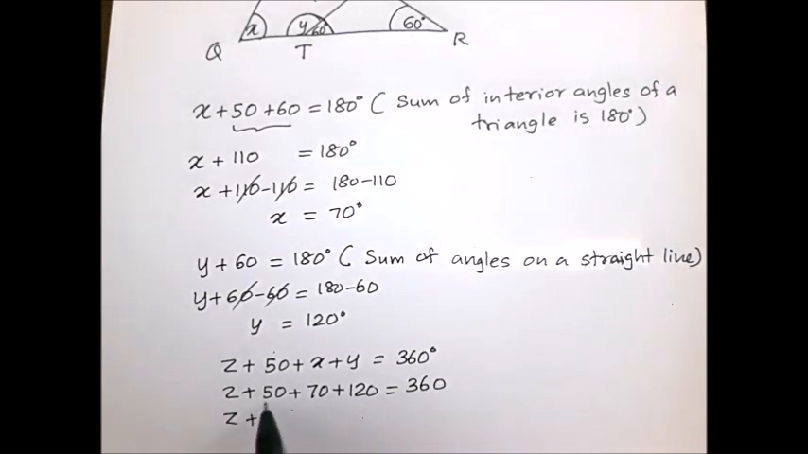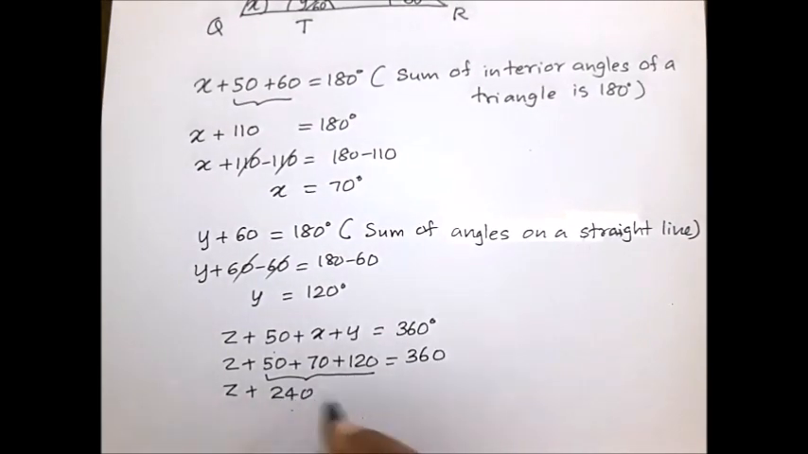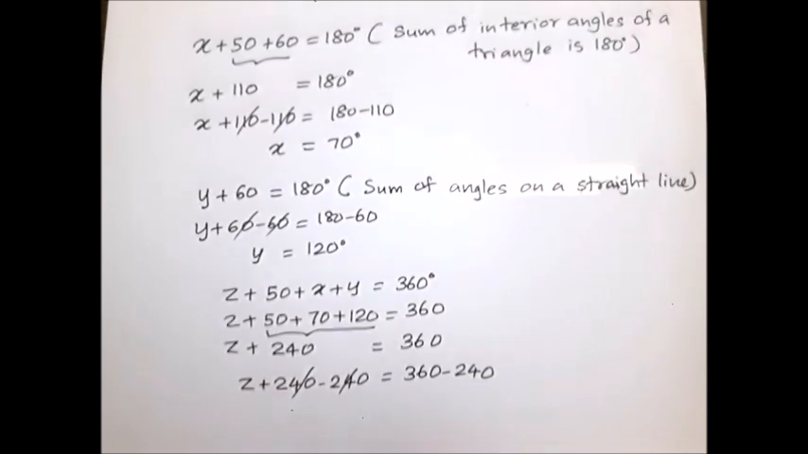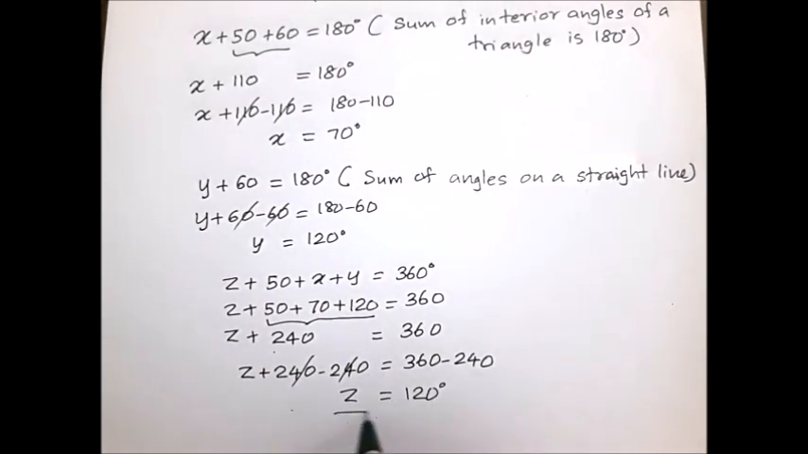Now add these three values. 50 plus 70 is 120, 120 plus 120 is 240 degrees. To find the value of z, subtract 240 degrees from both sides. Here 240 cancels. z equals 120 degrees. This is the answer for the fourth example.